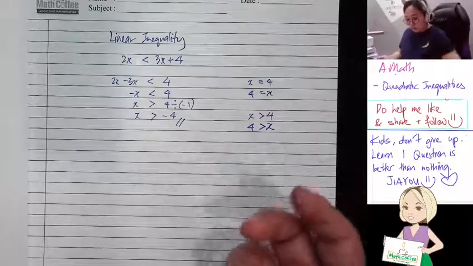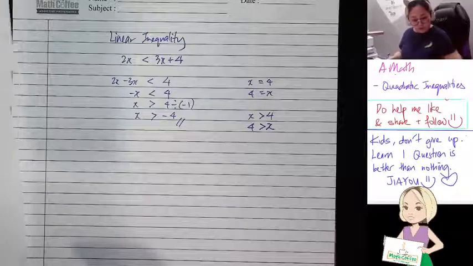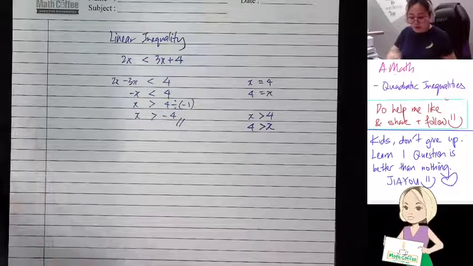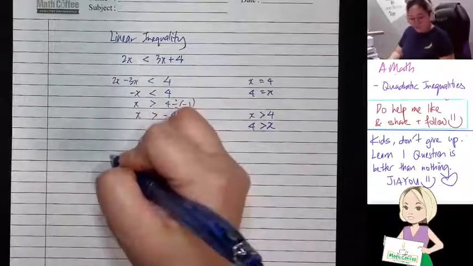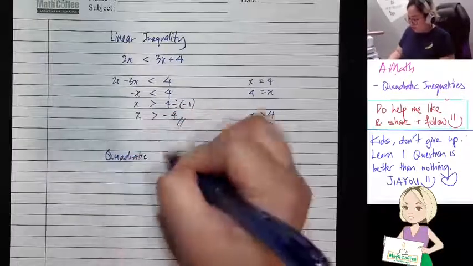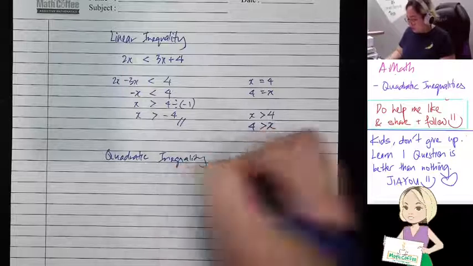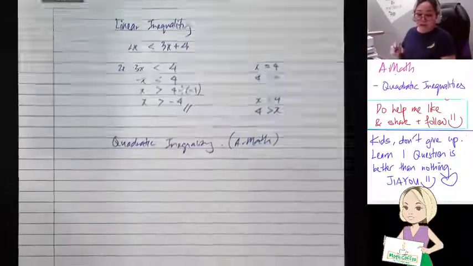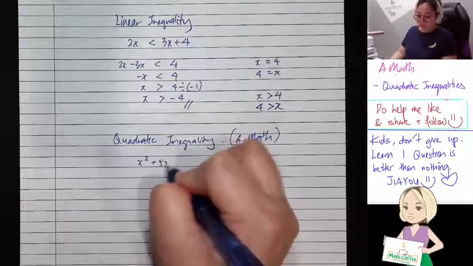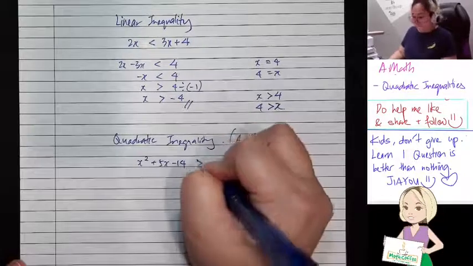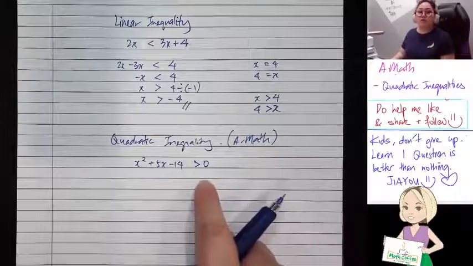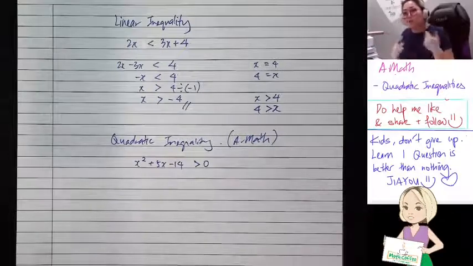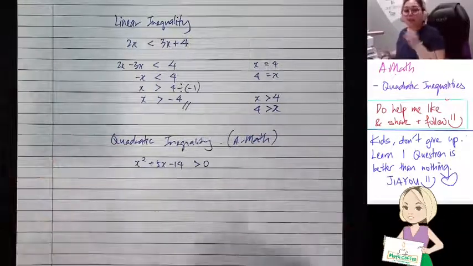Now in A Math we have quadratic inequality. Let me get one quadratic so that I can give you an example. Now we talk about quadratic inequality, and this is only in A Math. E Math doesn't learn quadratic inequality. For example, I have x squared plus 5x minus 14 more than 0. More than 0 means we know that it is an inequality. Next, you identify whether it is a linear inequality or a quadratic inequality. Because it's x squared, you know it's a quadratic inequality.